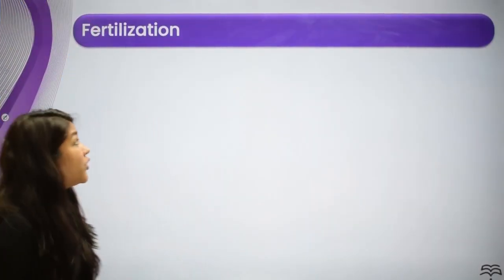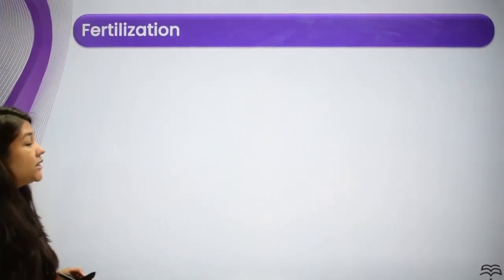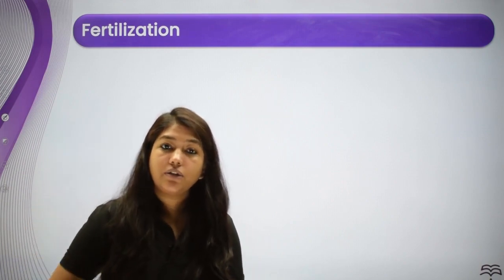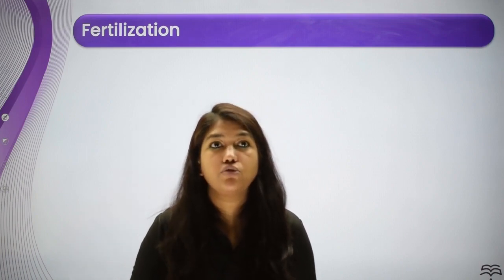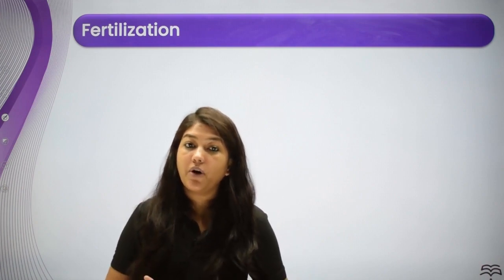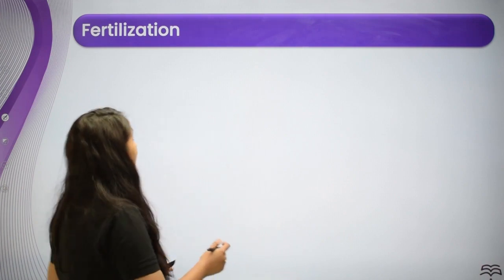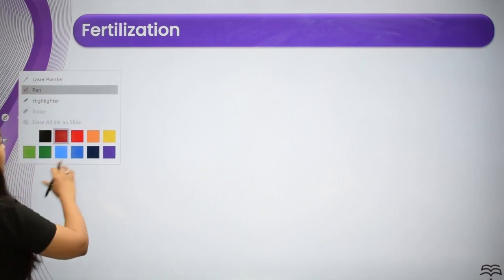Alright, so now the next topic that we'll be talking about is the process of fertilization. We have understood everything. We have seen everything. We have understood the structure of the gametes also. We have already talked about the reproductive systems, the male reproductive system, the female reproductive system. Now we are starting a very important topic, which is fertilization.